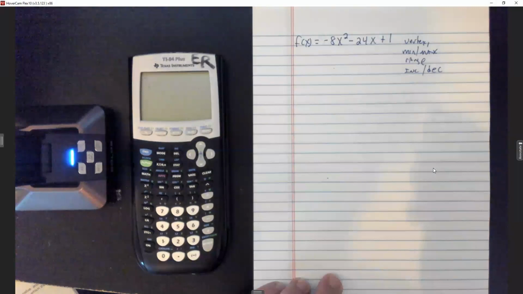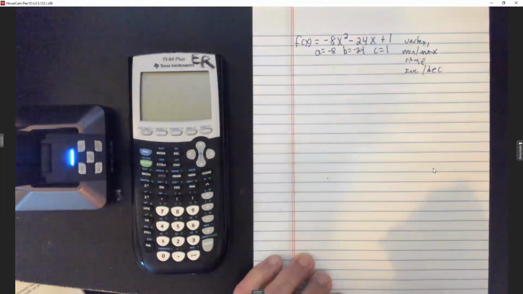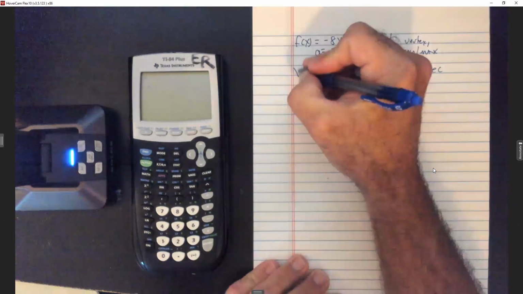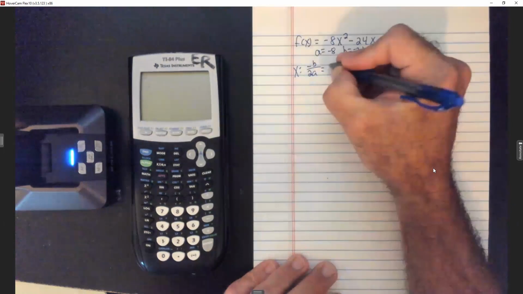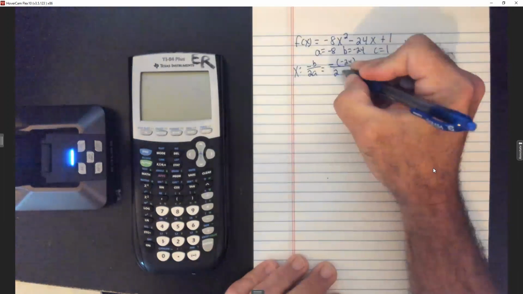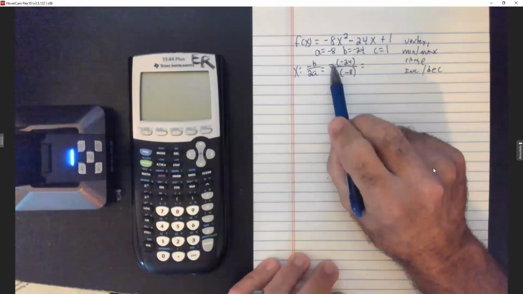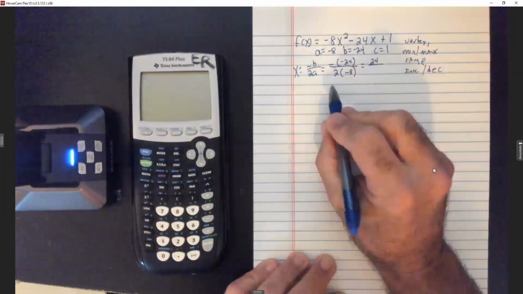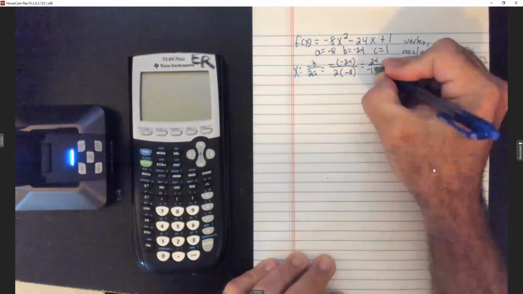All right, so first thing we'll do is find that vertex. So let's see, we know a is -8, b is -24, and c is 1. So let's find the x coordinate by doing -b over 2a. So that's going to be -(-24) over 2 times my a, which is -8. So the two negatives on top make that a +24. And then 2 times -8 is a -16. So this is going to stay a negative.